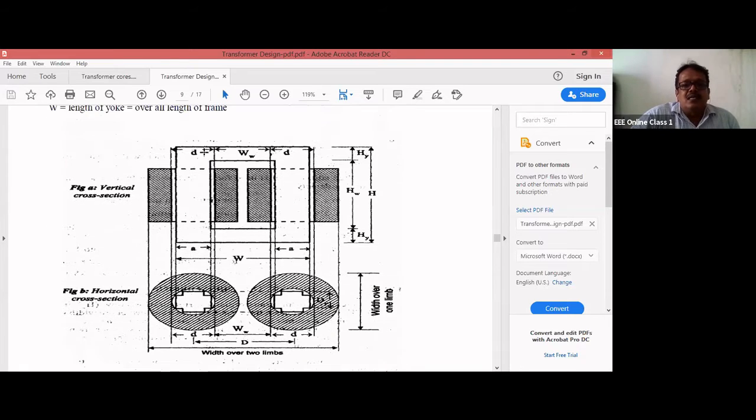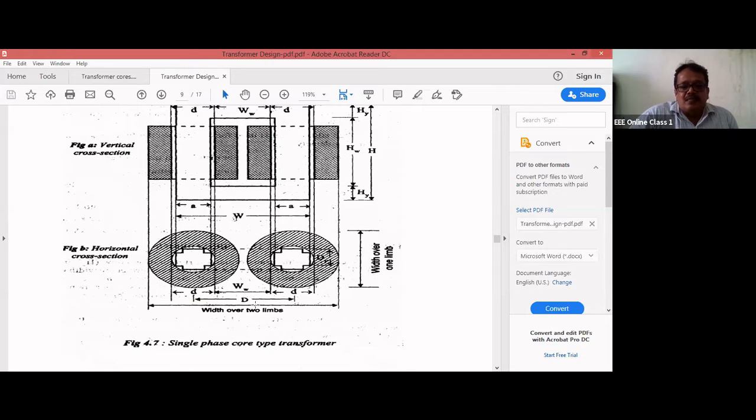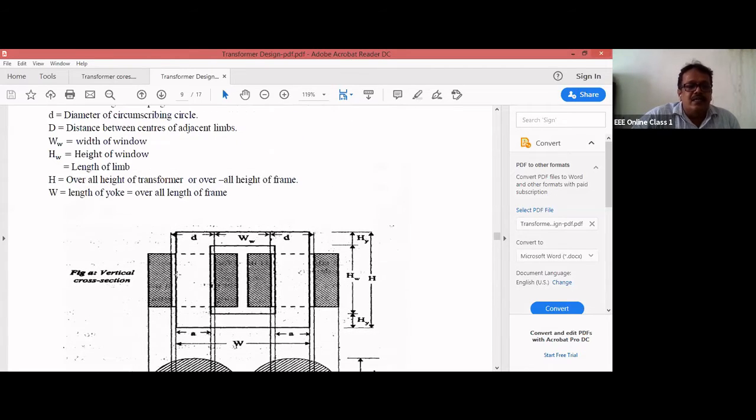These are the two limbs, and this is the yoke part, this is the upper yoke part, this is the lower yoke part, and these are called limbs. So, what is the capital D? Capital D is nothing but the adjacent distance between the centers of the two limbs. This is your D.